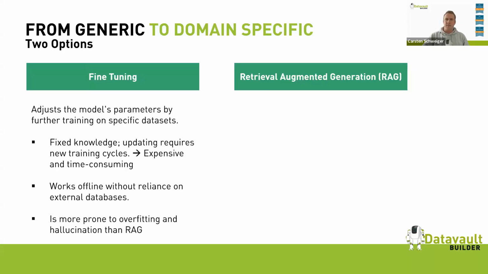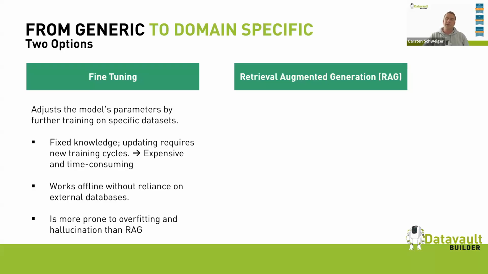The fine-tuning is just adjusting the model while further training. So you take the model and you train it further. And you need to do that for updates, but this is expensive and time consuming. And the advantage is it's working offline without any external database, data source. So the LLM can be encapsulated. You can ask it and it gives you the information back. It's very easy from the infrastructure, from the whole setup, from the solution. But it's more prone to overfitting and hallucination than the RAG.